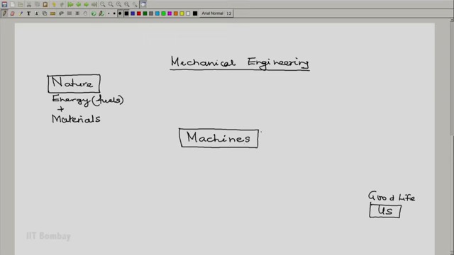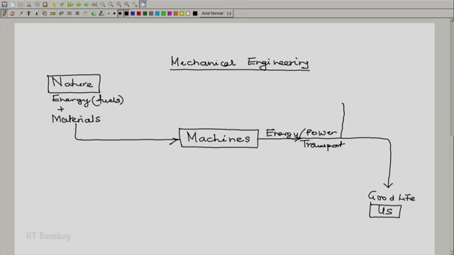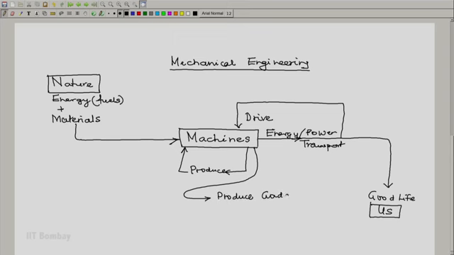The machines we look at are of various kinds. One set of machines will use the natural resources, energy and materials, to provide energy at a certain rate, which we call power. And of course, we will use energy for good life, for say transportation and to drive machines. We will also have machines that produce machines, and machines that produce gadgets and machines of all kinds that directly or indirectly provide us with good life. So this, I suppose, is a general scheme of mechanical engineering.